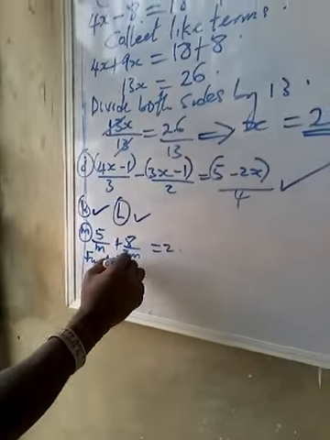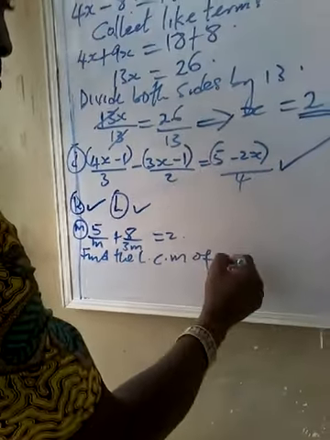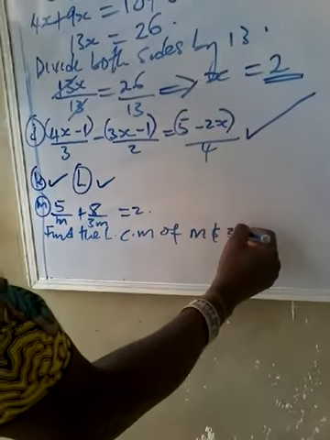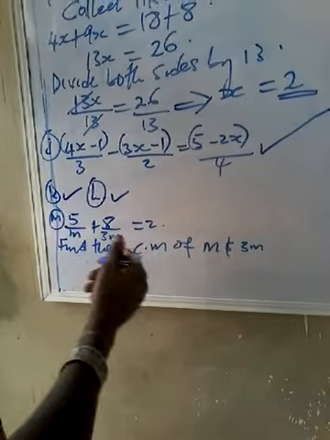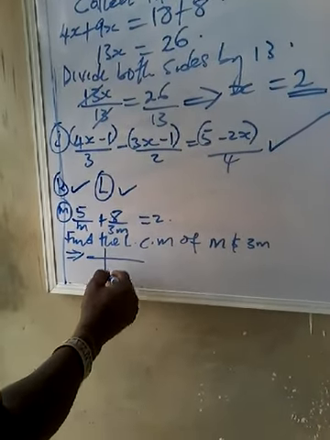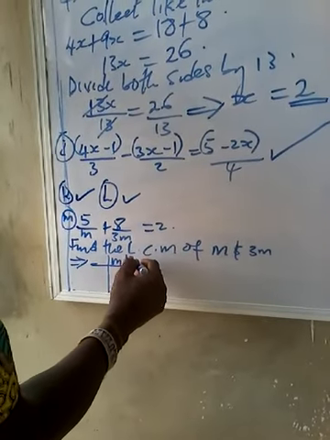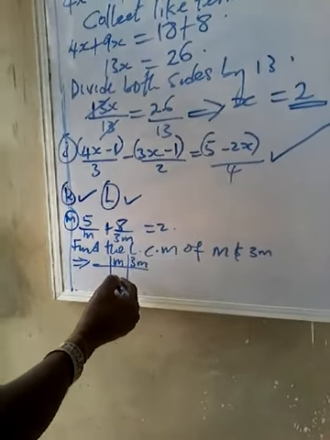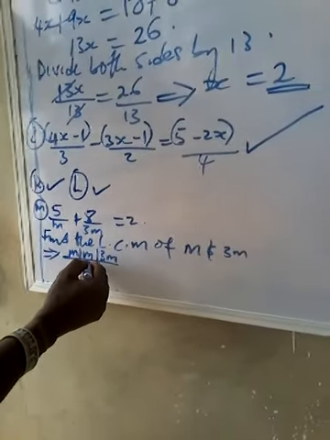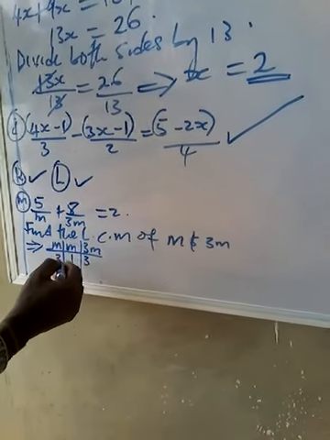Find the LCM of m and 3m. Find it using the prime factorization method the normal way. M, and then you have 3m here. Prime numbers that can divide: m is the only number that can divide m. M in m will give you 1. M in 3m will give you 3. Then 3 will go again.